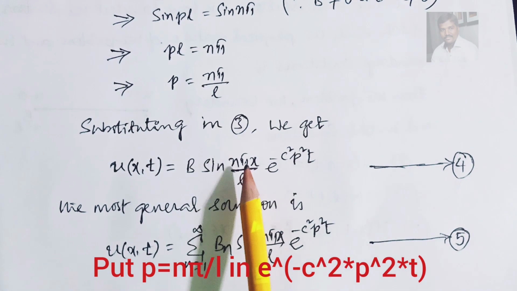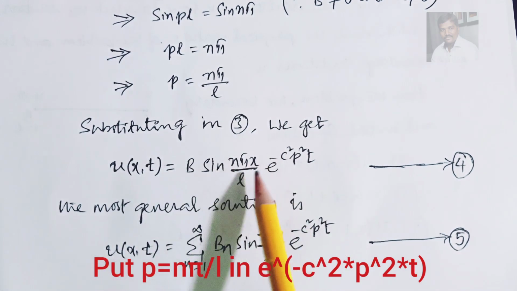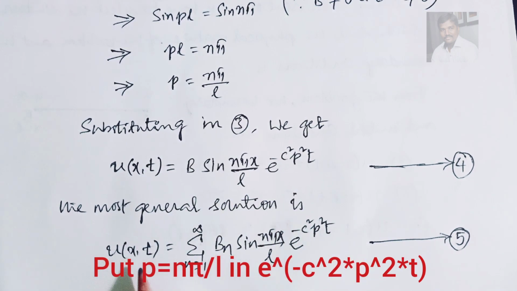So this is one solution. Now for the most general solution, you will get different solutions like this, and by adding all of those you get the most general solution. That is u of x comma t is equal to sigma n is equal to 1 to infinity bn sin n pi x by L into e power minus c square p square t. This is equation number 5.